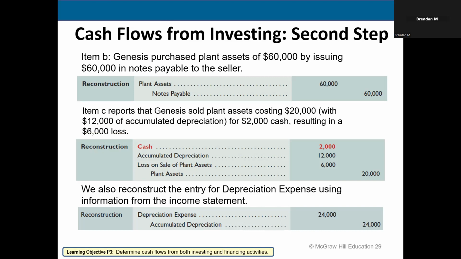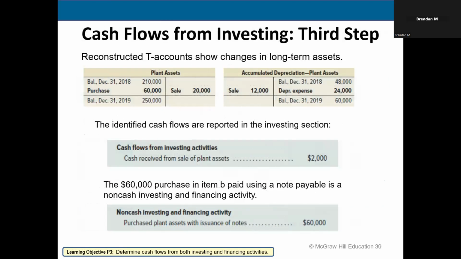That's a $6,000 loss. That loss goes right down to your net income. But it's not part of operating net income. Thus, that loss needs to be added back in the operating section right below your depreciation. So we have a loss here of 6,000. And we also reconstruct the entry for depreciation expense, debit depreciation expense, credit accumulated depreciation.